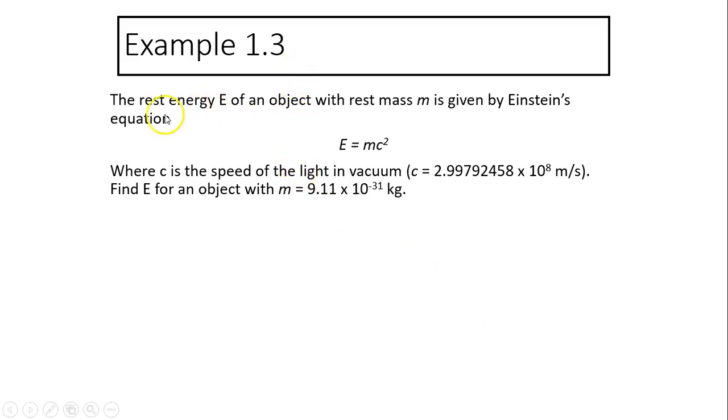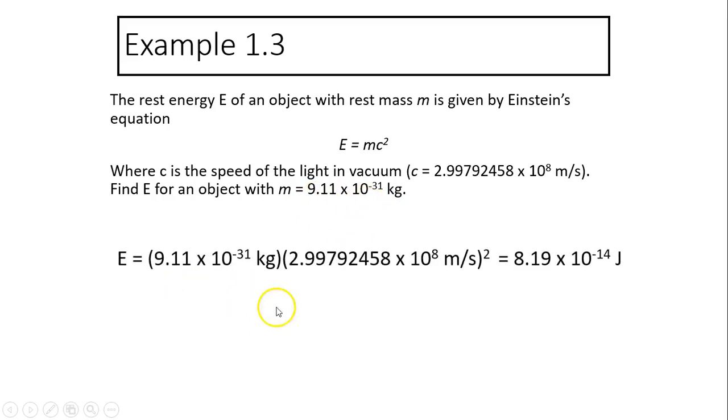Let's take a look at an example. The rest energy E of an object with rest mass m is given by Einstein's equation E equals mc squared, where c is the speed of light in vacuum, c equals 2.99792458 times 10 to the 8th meters per second. Find E for an object with mass m equals 9.11 times 10 to the negative 31 kilograms. This is actually the mass of an electron. So what is the energy for this?